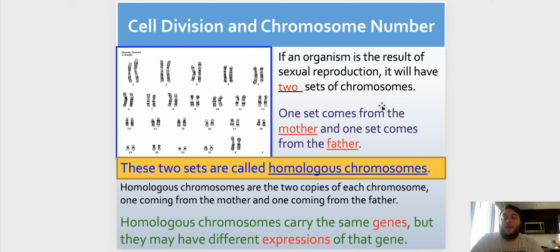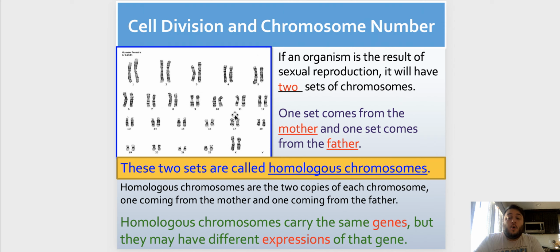If an organism is the result of sexual reproduction, as we are, as most organisms are, it will have two sets of chromosomes, right? One set comes from the mother and one set comes from the father. This is where we were discussing before how you get 50% from mom, 50% from dad. This is what we're talking about. You get half your chromosomes from mom, half your chromosomes from dad.